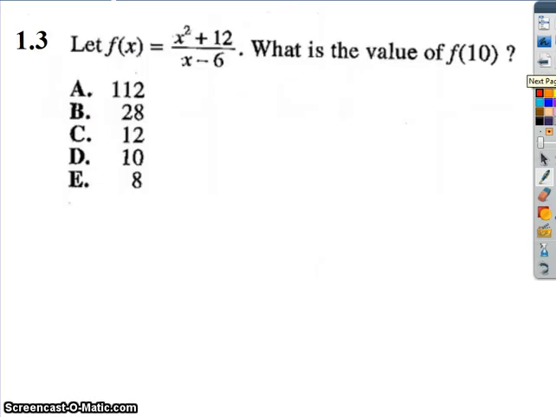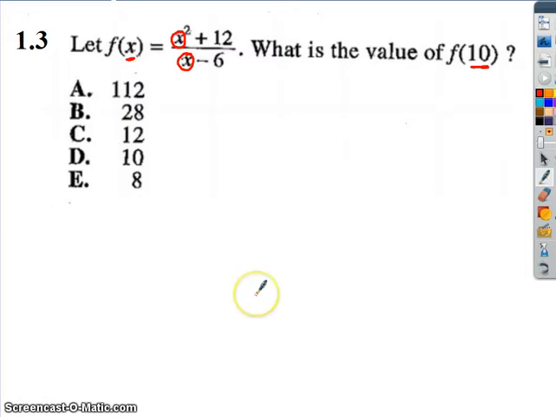Right, number 3, it says if f of x is that equation, then what is the value of f of 10? Notice the 10 is written where the x is written. That means 10 is the x. So to figure out f of 10, you're just going to take 10 and plug it in anywhere you see an x.